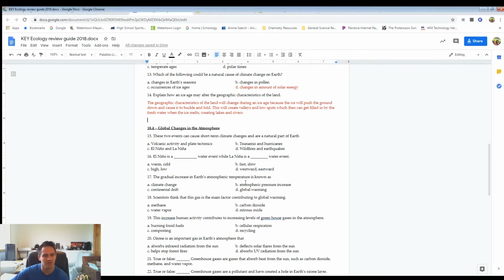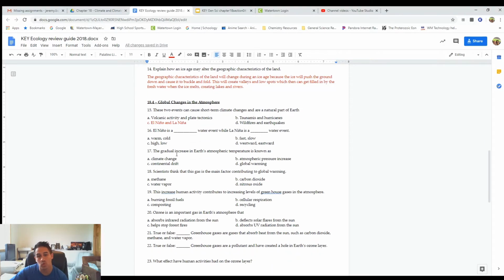All right, number 15, in chapter 18.4. These two events can cause short-term climate changes and are a natural part of Earth. So we talked about El Nino and La Nina being two things that cause short-term climate change and are natural. They just come every few years. Number 16, El Nino is a blank water event, while La Nina is a blank water event. El Nino is a warm water event, while La Nina is a cold water event.